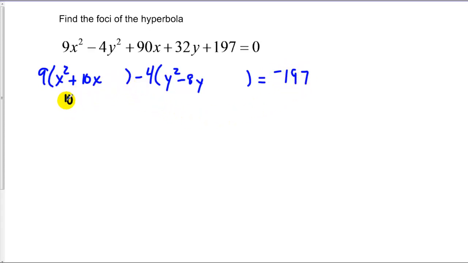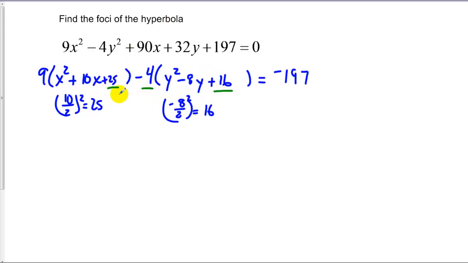Take half and square to complete the square, get 25. Take half and square, and get 16. Once again, we have to balance the equation. I haven't added just 25 and 16. In fact, I've actually added 225 from the x's. And in this case, notice since I'm distributing a negative 4, I'm subtracting 64.